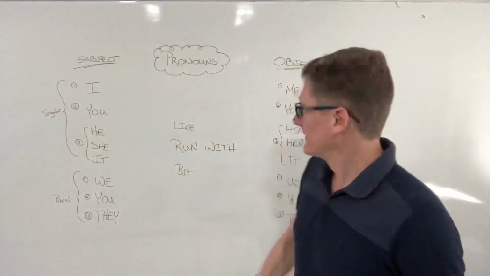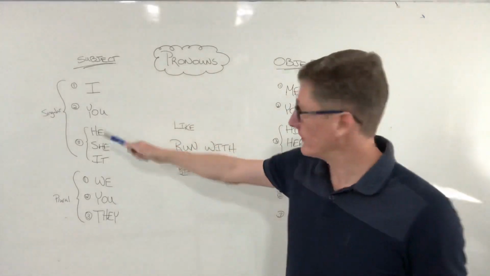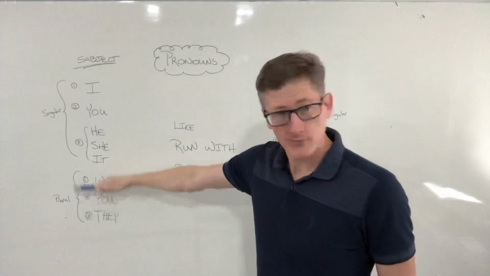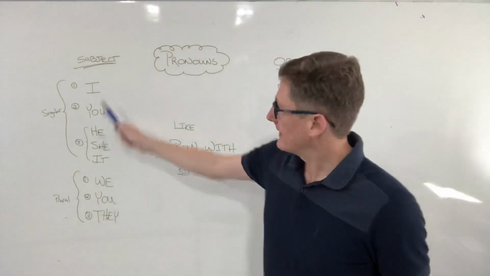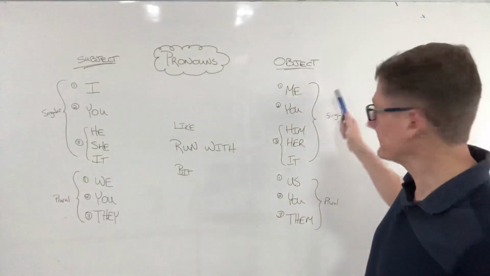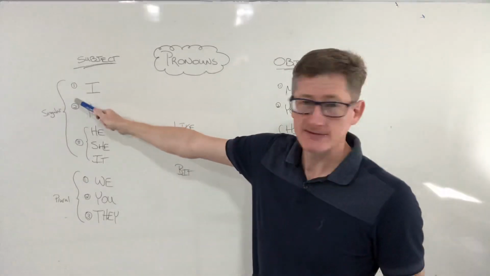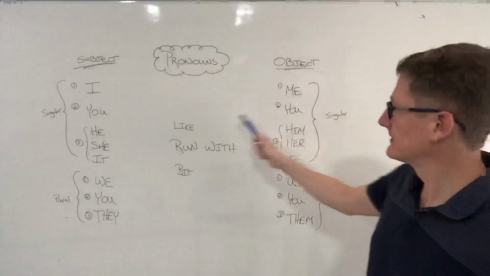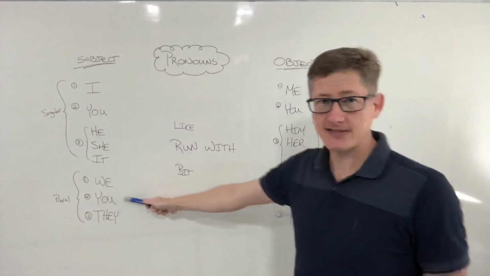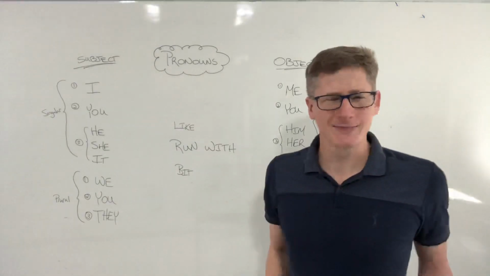Okay, so, continuing on with the explanation of these pronouns here, we have the singular pronouns, we have the plural pronouns, okay? And each of these pronouns represents a different point of view. Same here, singular, plural, first person, second person, third person, first person plural, second person plural, third person plural. David, what does this mean, okay?